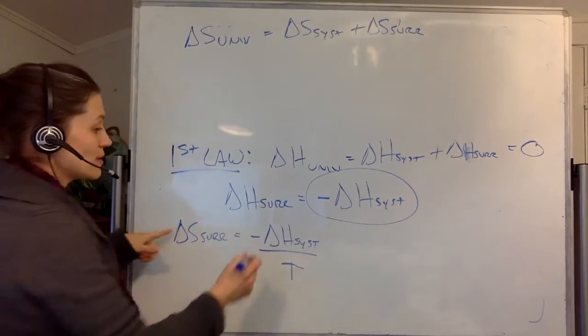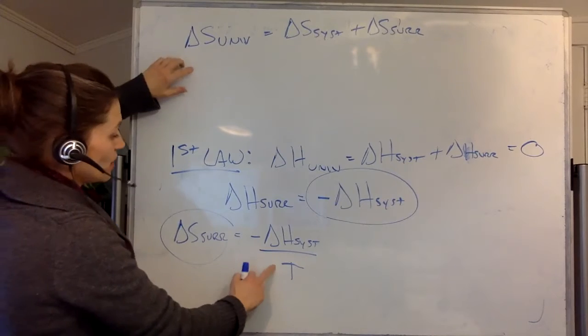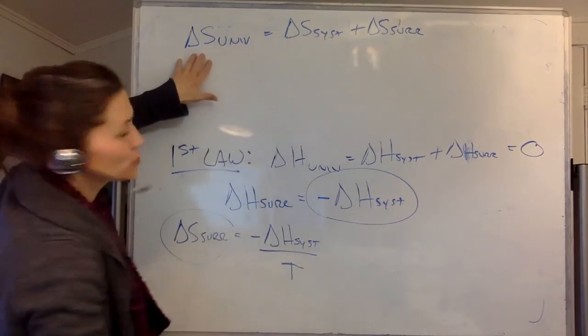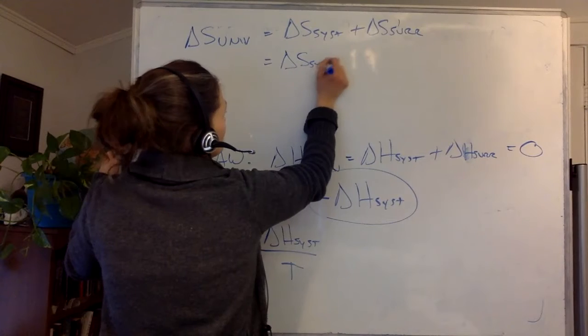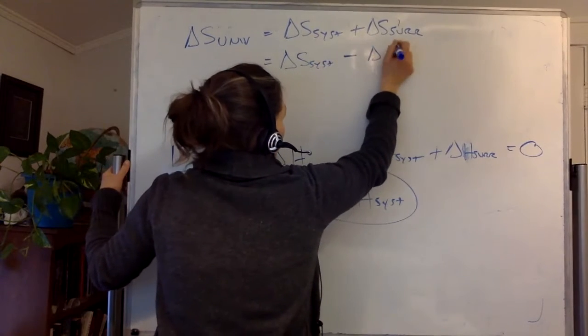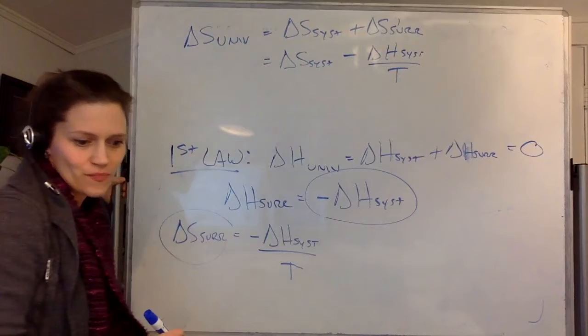Okay, so I'm going to plug this back in. I've got delta S of my surroundings. I'm going to plug this now into my relationship for delta S of my universe. So this equals delta S of my system minus delta H of my system divided by T.